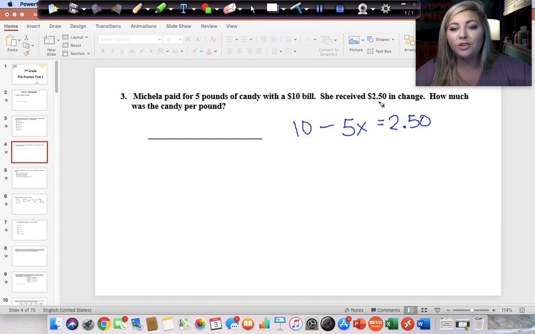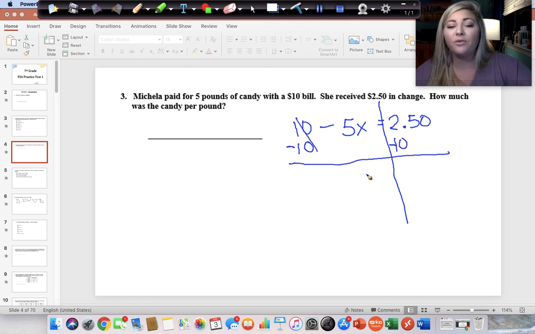So to solve this, sorry, I can't draw a straight line. Okay, to solve this, we want to start with the 10. This 10 is a positive 10. So in order to get rid of this positive 10, we want to do the opposite of a positive, and we want to subtract it from both sides. Okay, and this is going to cancel because 10 minus 10 is 0, and we are left with negative 5x equals 2.50 minus 10, which gives us negative 7.50.